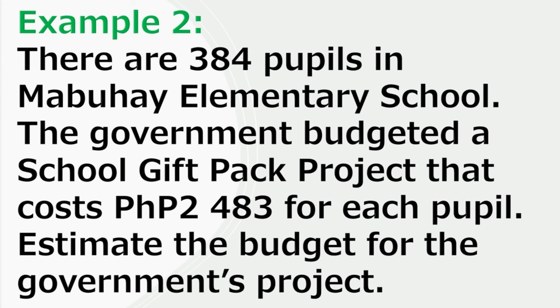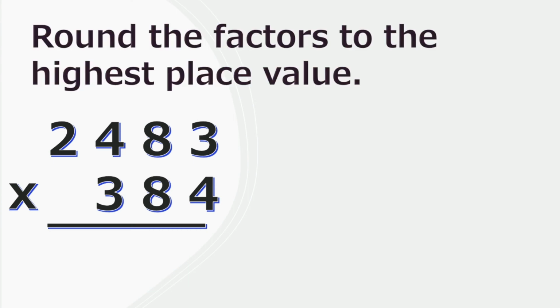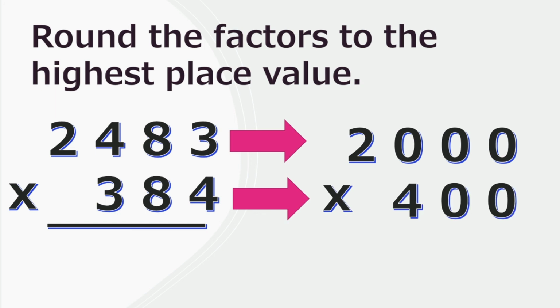Example number 2. There are 384 pupils in Mabuhay Elementary School. The government budgeted a school gift pack project that cost 2,483 pesos for each pupil. Estimate the budget for the government's project. So again, round the factors to the highest place value. 2,483 round to the highest place value will give you 2,000. And 384 rounded to its highest place value will give you 400.